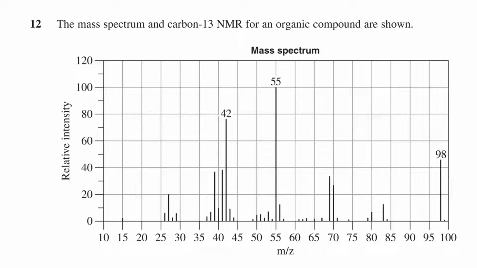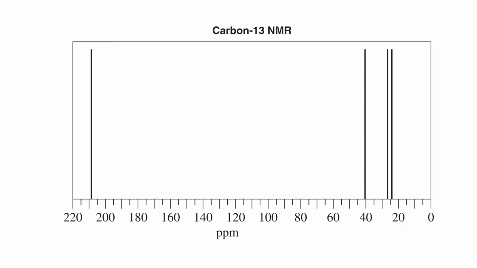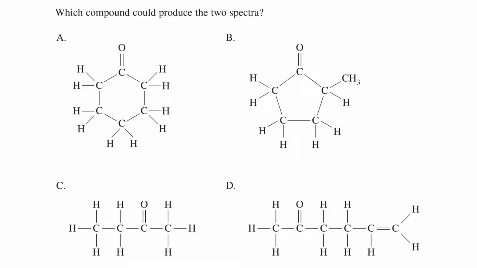This is followed by a plot of a mass spectrum, as seen on this slide, and a plot of carbon-13 NMR spectrum as seen on this slide. Then the question asks, which compound could produce the two spectra? This is then followed by four options showing the expanded structural formula for four organic molecules.